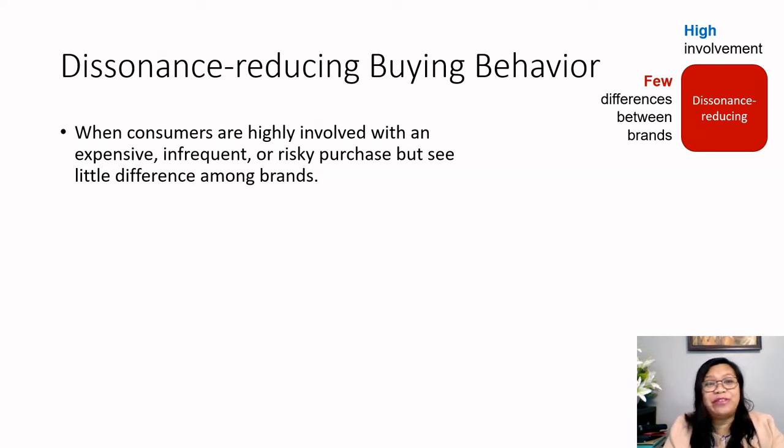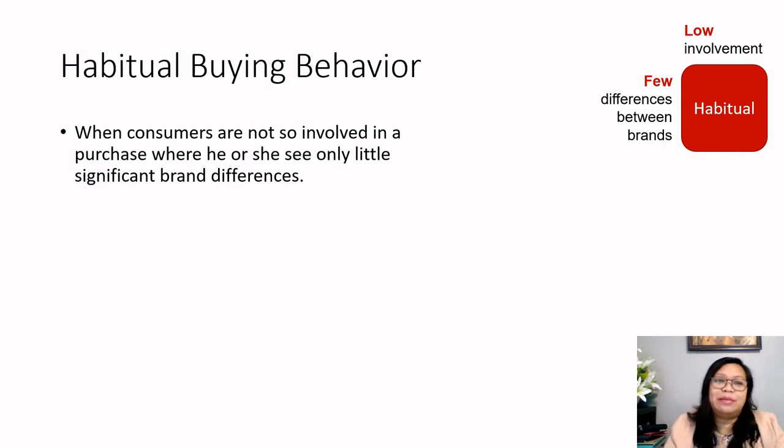Take note, however, that the examples I'm giving you may not produce the same buying behavior because remember, we learned from the previous video lecture that buyer behavior may be influenced by perception, attitude, lifestyle, and other factors. The next one is habitual buying behavior. This happens under conditions of low consumer involvement and little significant brand differences.